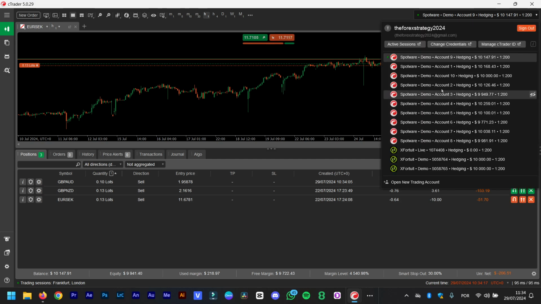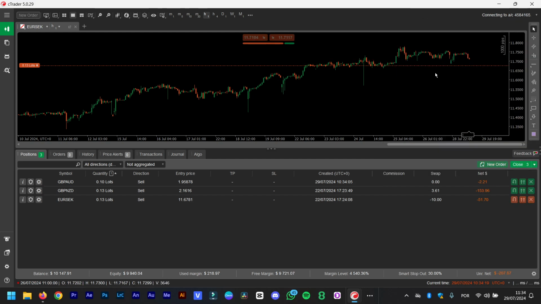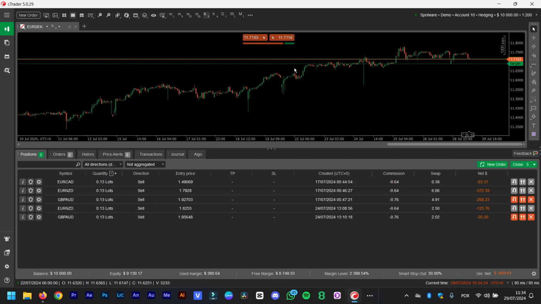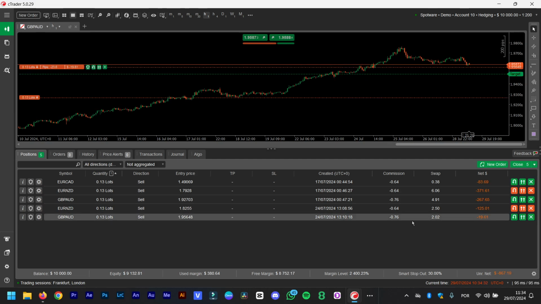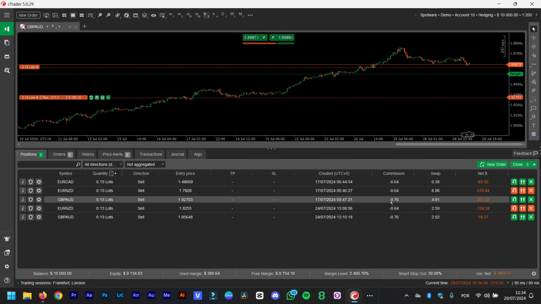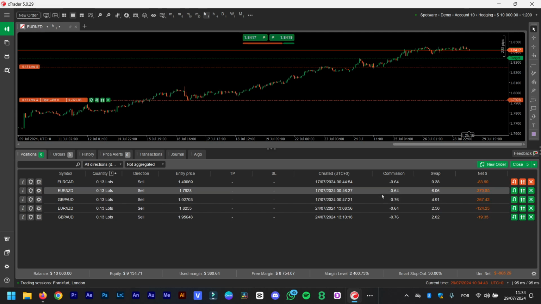Now account number 10. Yeah, account number 10 is the worst of them though. 2,000% of margin level. 2,400%. All the trades going negative. NZD negative as well. GBPCAD negative. Negative and negative.